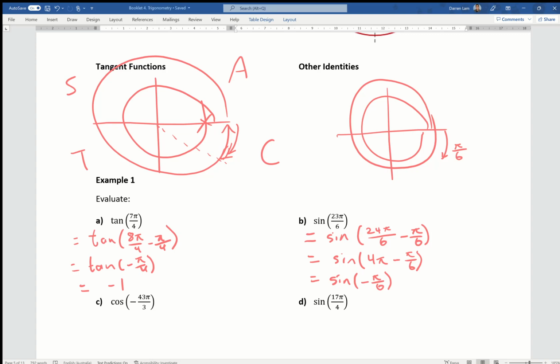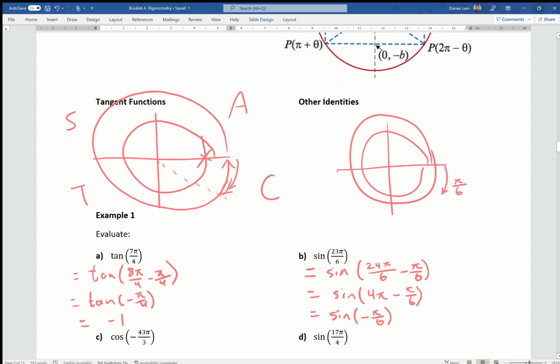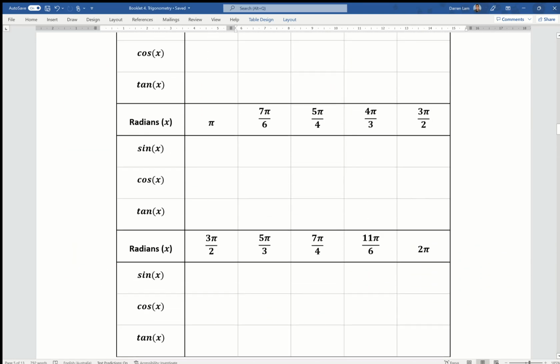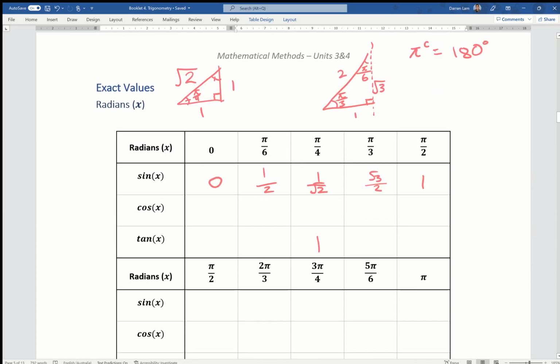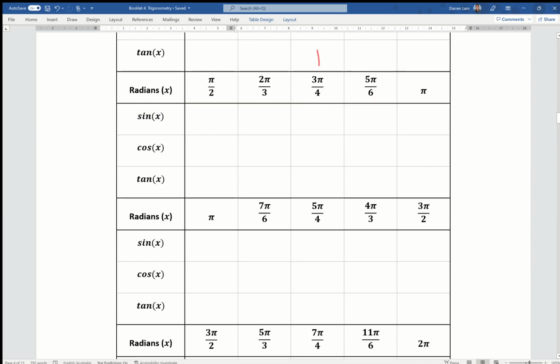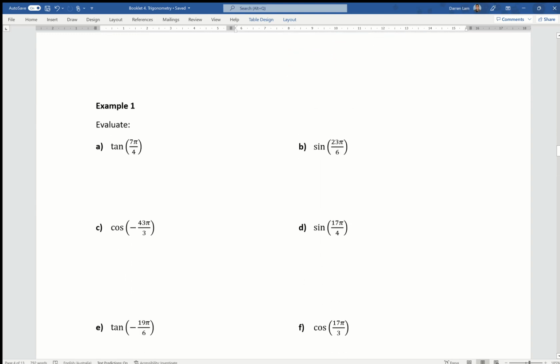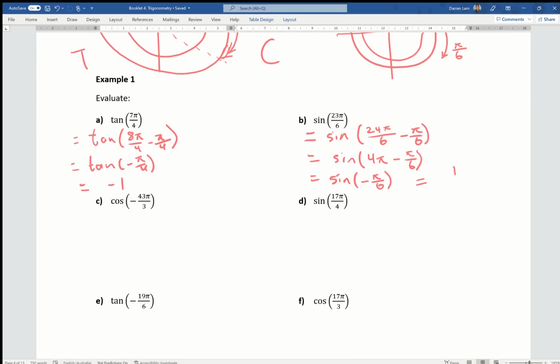Then we do the same thing we did before. What was sine? Of course, our reference angle was pi on 6. So what was sine of pi on 6? Well, it was half. So I would just write equals half. Are we done? Why not? Sorry? Why is it minus?